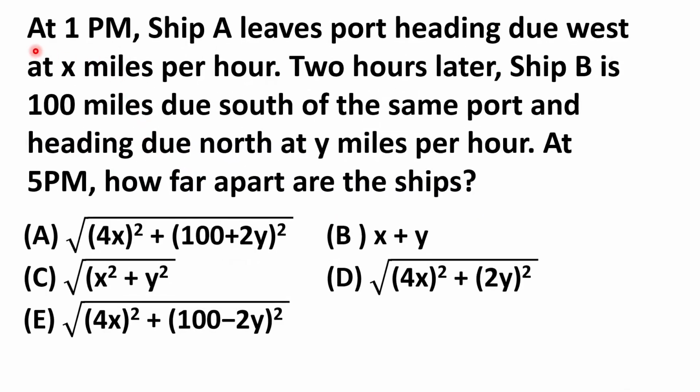So let's come back to our question. These options were given. Here 100 plus 2y is rejected. X plus y is rejected. X square plus y square is rejected. 4x square plus 2y square is rejected. The square root of 4x squared plus 100 minus 2y squared is accepted. So option E is the correct answer of this given question.